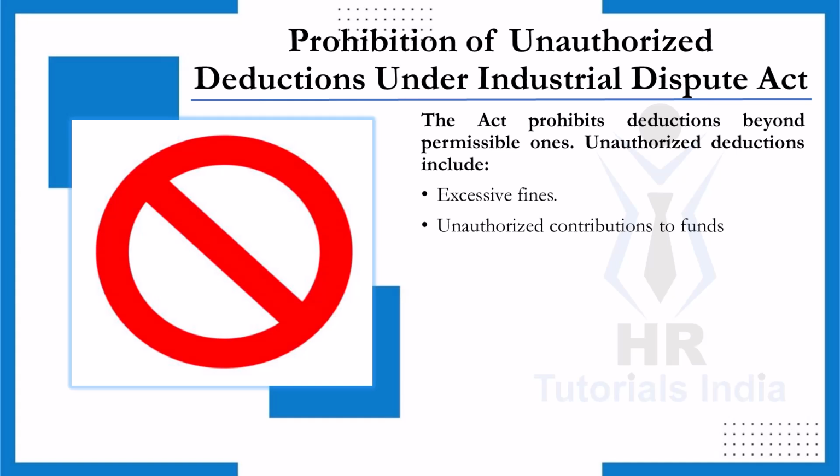Deductions for contributions to funds such as provident funds or other benefit plans must be authorized and transparent. The Act prohibits employers from making deductions or contributions that were not agreed upon or disclosed to employees beforehand. This safeguards employees from unexpected deductions that could impact their financial stability.